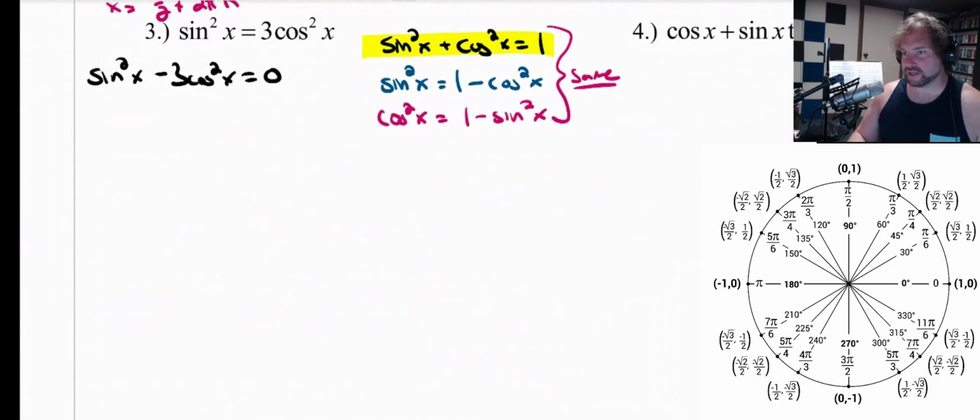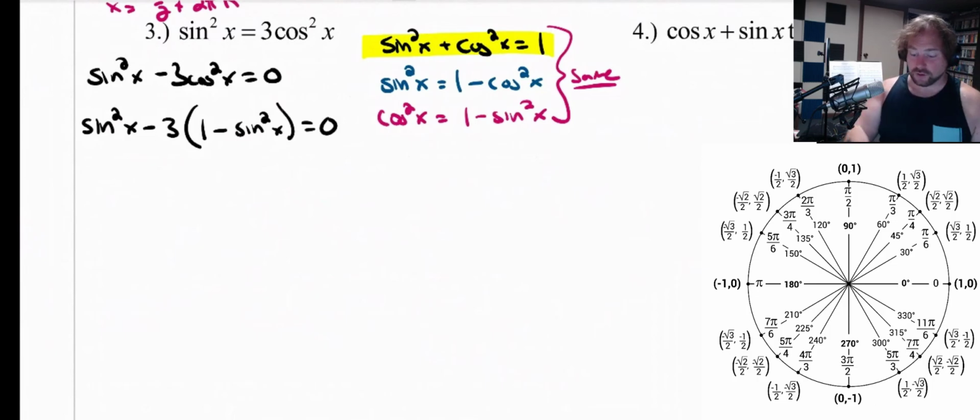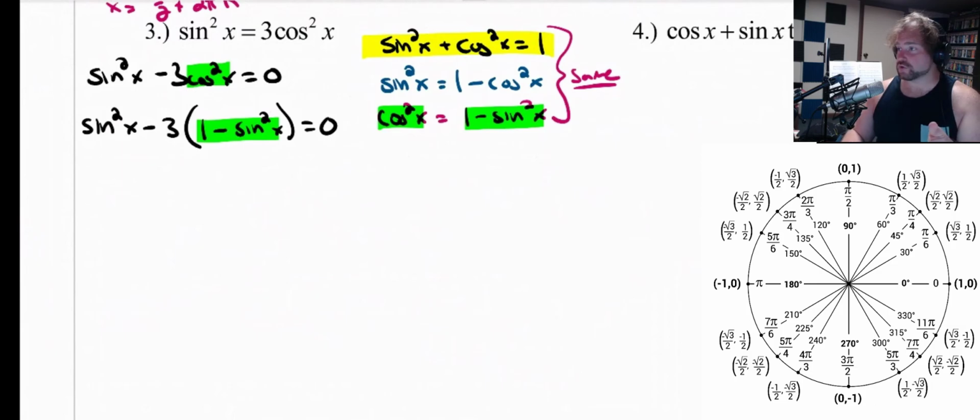And now we're going to replace the cosine squared with the 1 minus sine squared. You could do this with the sine squared also. It doesn't really matter. So we have sine squared of x minus 3 times 1 minus the sine squared of x equals 0, like that. So all we're doing here is replacing cosine squared with 1 minus sine squared because they are the same thing. From here, we're going to treat it pretty much the same way as any one of these other problems. Let's do some distribution and combine some like terms together.